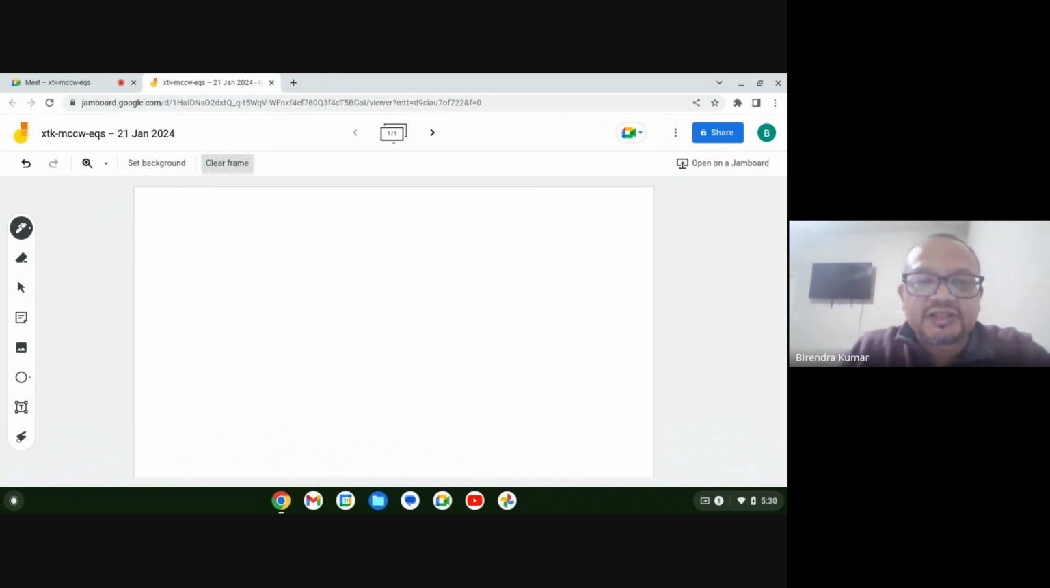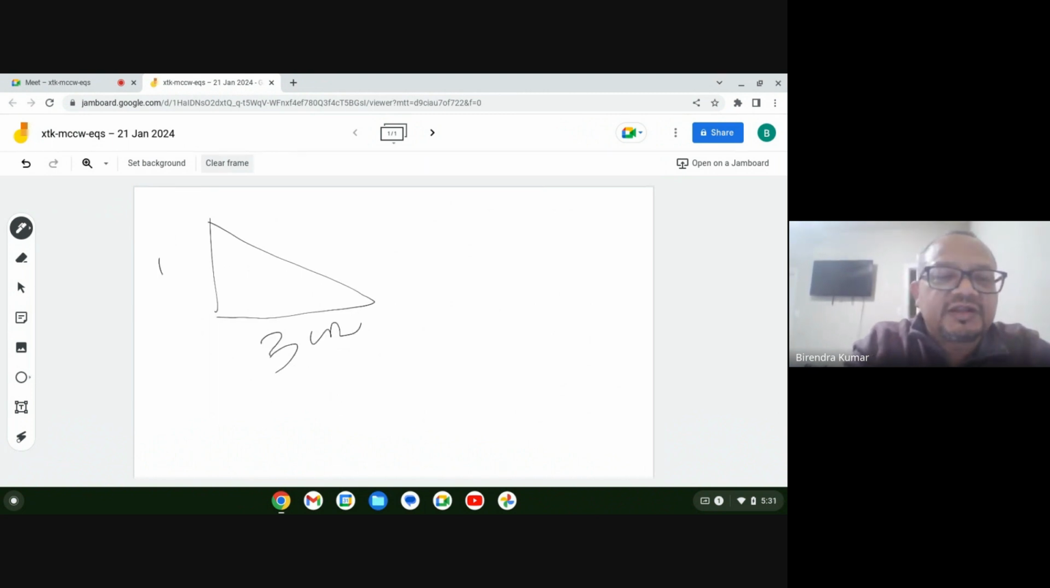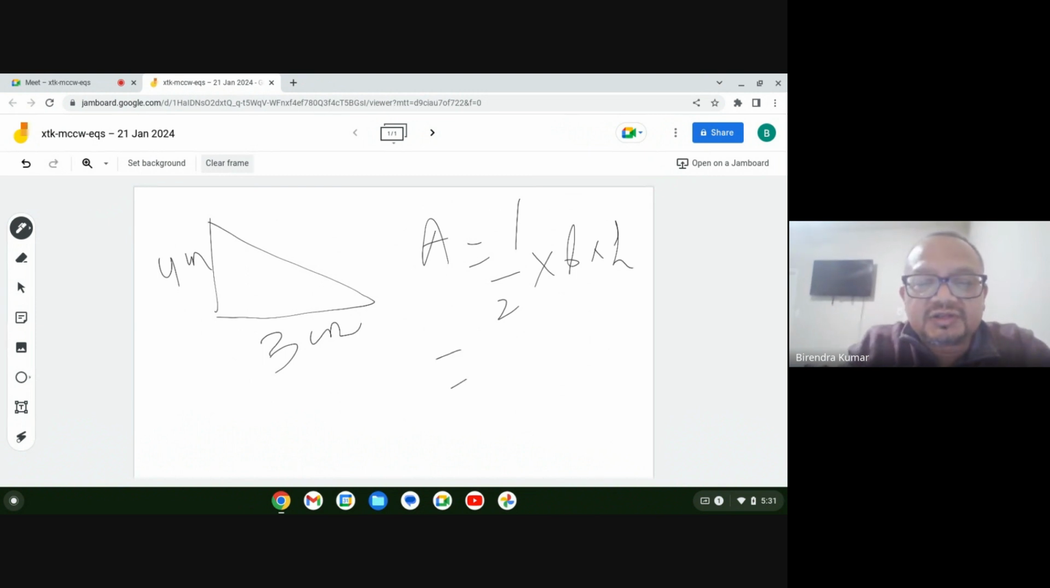So let's say if you are given base as 3 centimeter, height as 4 centimeter, what is the area? So area you know that half into base into height. Here the base is 3 centimeter, so half into 3 centimeter into height 4 centimeter, and 4.